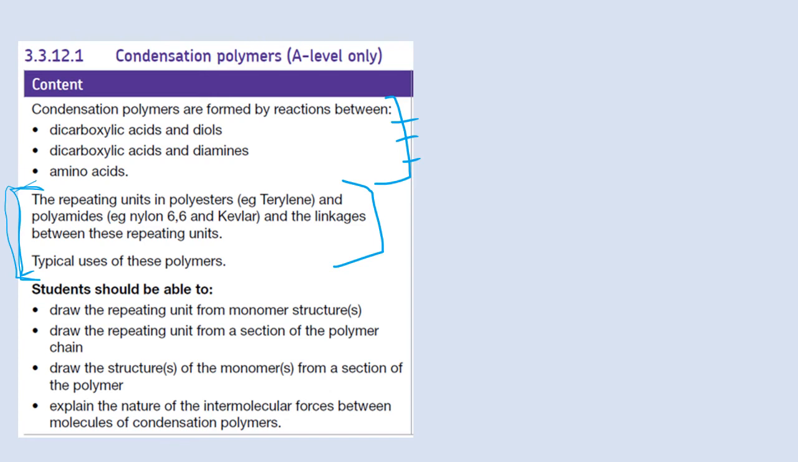So things we should be able to do: draw repeating patterns, yes. Draw a repeating pattern from a section of the polymer chain, yes. Can we draw the structure of the monomer if we were given the polymer? Yes. We're going to practice a bit of that now. We're going to do some exam technique, okay, and looking at intermolecular forces. Yes, we've done that. So we'll move on to some exam questions now.